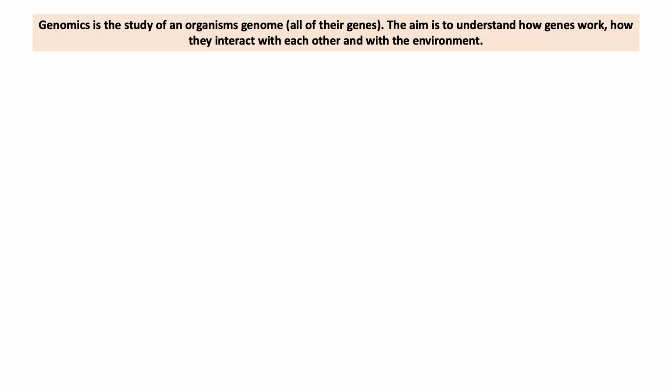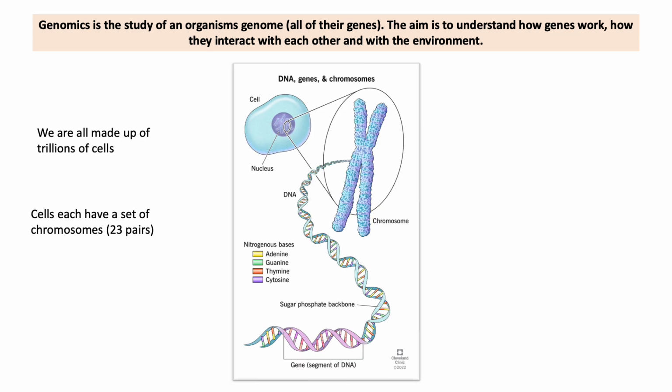Genomics is the study of an organism's genome, so all of their genes. And the aim is to understand those genes on an individual basis, but how do those genes interact with each other, and how do they interact with the environment as well? A little bit of science. I'm sure many of you will know some of what I'm going to say, but we're all made up of trillions of cells, and inside the center of every cell we have a set of our DNA.